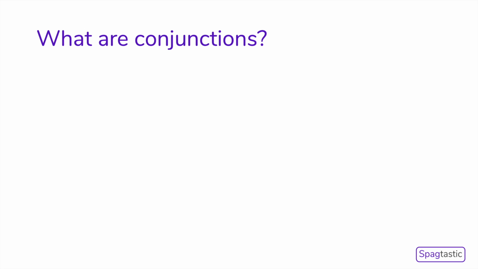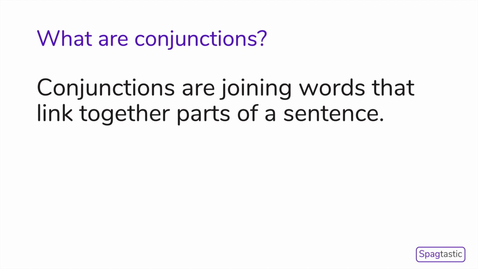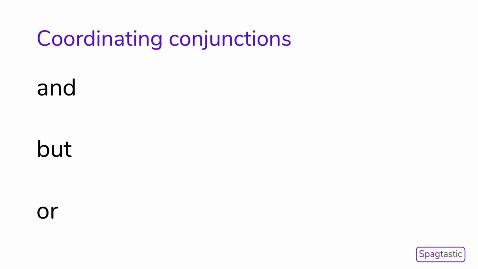What are conjunctions? Conjunctions are joining words that link together parts of a sentence. We're going to learn now about coordinating conjunctions. The three main coordinating conjunctions are and, but and or. We use coordinating conjunctions when we want to link two or more words or clauses together. It is important to remember that the clauses need to make sense on their own.